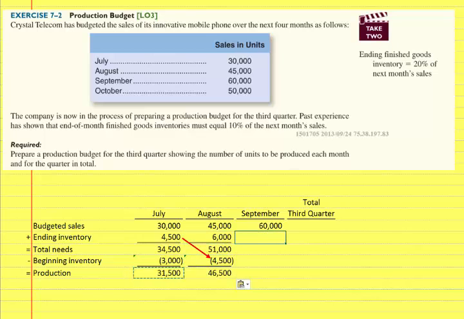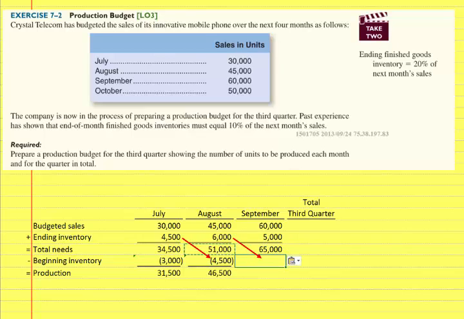For September, ending inventory is 10%, 0.1 times October's sales, 50,000. So that should be 5,000 for ending inventory for September. There's October's sales that I just used. And total needs, copy and paste that formula. My total needs are 65,000 units, 60,000 to ship to customers, and 5,000 left in ending inventory.